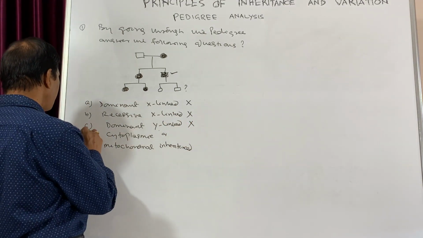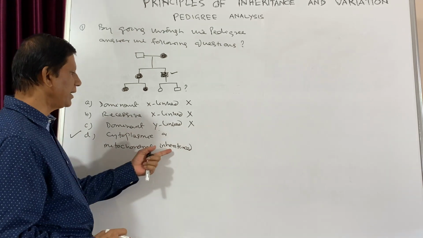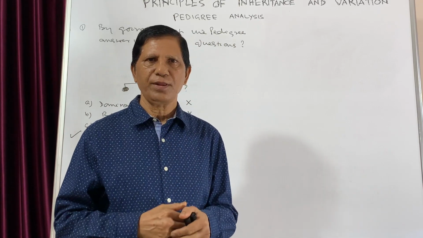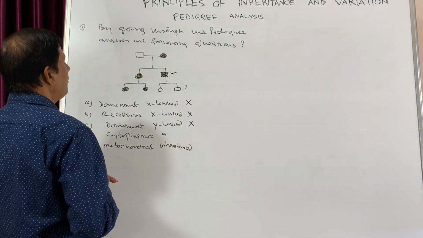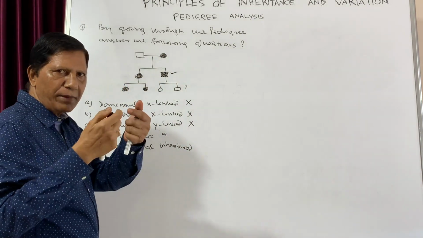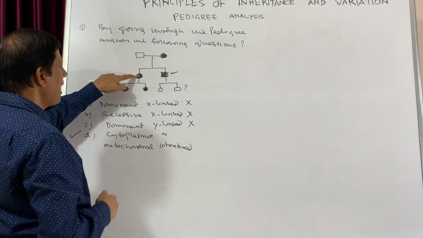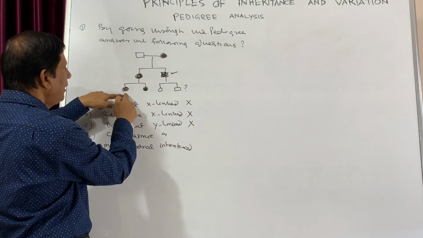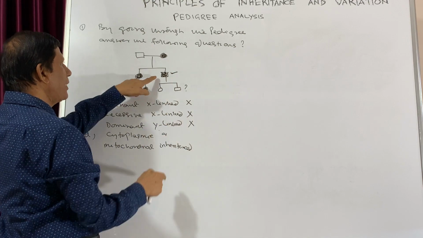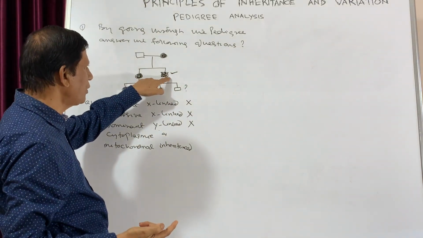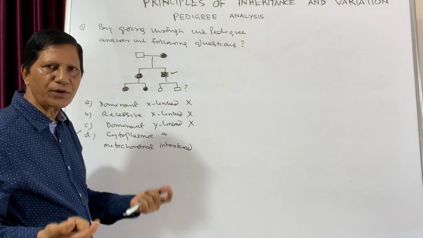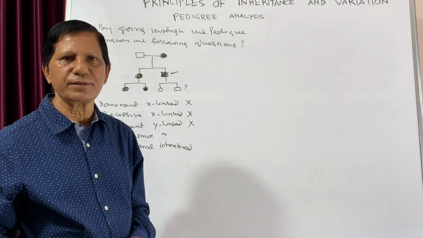So what is the correct answer? It is cytoplasmic or mitochondrial inheritance. Cytoplasmic or mitochondrial inheritance means it comes from the mother only. So you see, here the mother is affected, and from the mother the cytoplasm or the mitochondrial characters come to the daughter, and from the daughter again it comes to the 2 granddaughters. From the mother the cytoplasm also comes during fertilization to the son, but the son cannot transmit it to the children. This is mitochondrial inheritance or cytoplasmic inheritance.